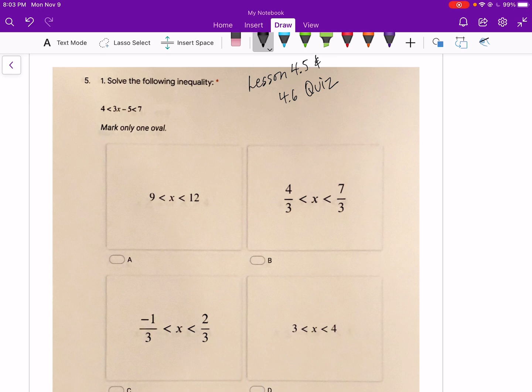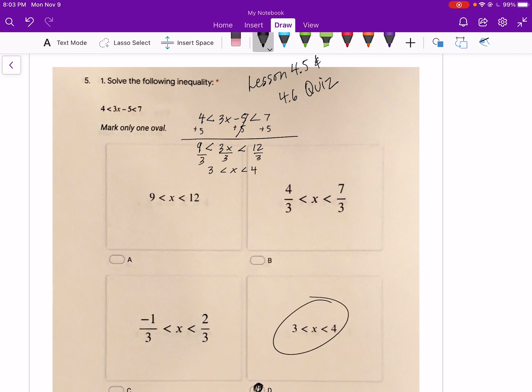So the first one, solve the inequality. This is a compound inequality. So you are going to do 4 is less than 3x minus 5, which is less than 7. So your first job is to isolate the variable on the inside. You're going to add 5 to all three sides. So that gives you 9 is less than 3x, which is less than 12, because those cancel each other out. Now I'm going to divide by 3, divide by 3, divide by 3. So 3 is less than x, which is less than 4. So the correct answer here would be D.